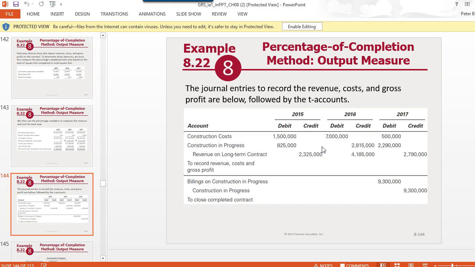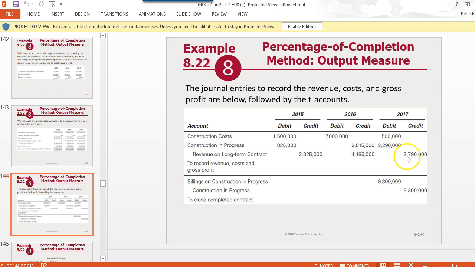The journal entries to record the revenue, cost, and gross profit: you're going to debit the construction costs as an expense. You're going to credit revenue on long-term contract for the revenue that you recognize. Your gross profit, which is the difference between the two, is going to go into construction in progress. Your $7,000 debit the following year, you're going to recognize revenue of $4,185. So the costs are exceeding our revenue, so we're going to have to credit the CIP.